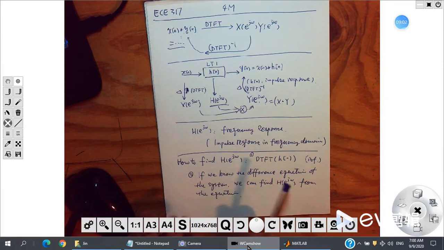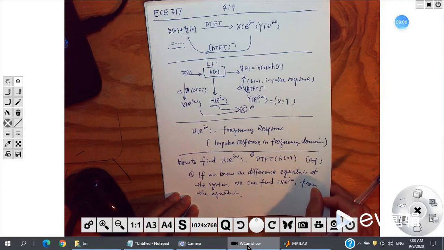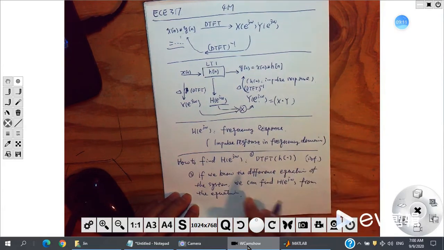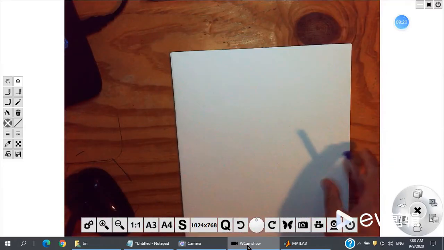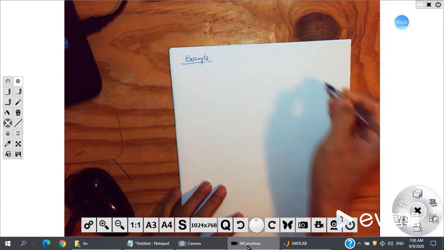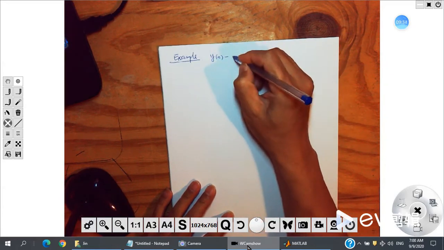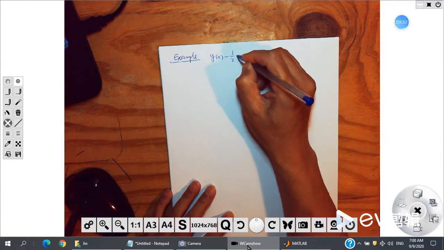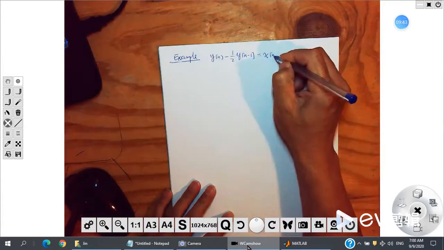So you need two steps, and each step may cause some work, maybe a lot of work. But now we can find it directly from the equation. That will be simpler. We use an example to explain it. We consider the system y of n minus 1/2 y of n minus 1 equals x of n. Okay, we consider this one.